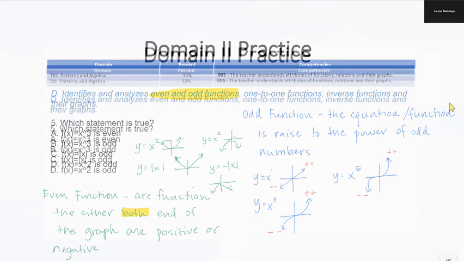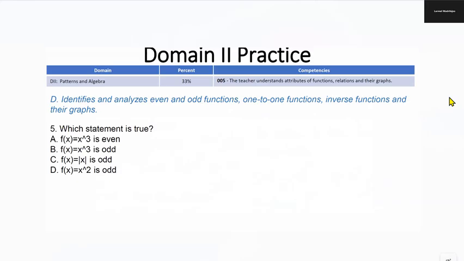Let's go on. First letter. It says f of x, letter A. It says f of x is x cubed, and they said it's even. So again, x cubed, the graph is this. So x cubed is an odd function. So this is not the answer. They said it's even. It's not even.